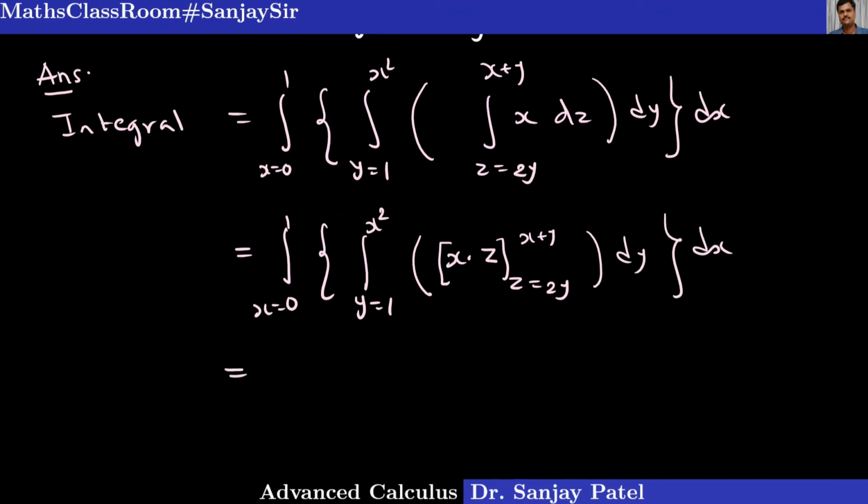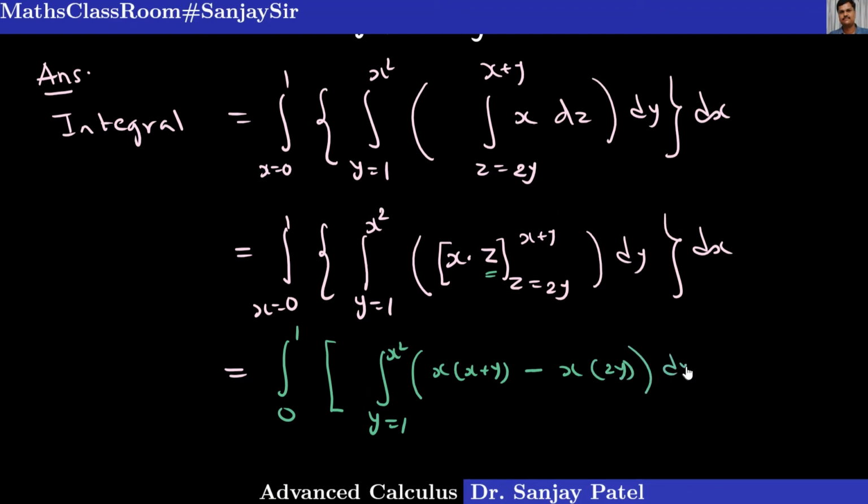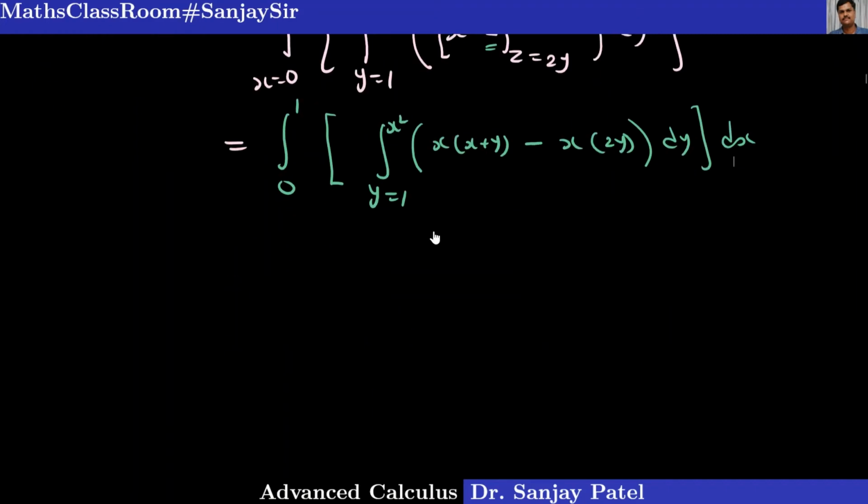So this is equal to integral 0 to 1, then integral y is equal to 1 to x square. Now these are the limits of z, remember. So wherever z appears in this integral, we have to substitute the value of the upper limit and lower limit. The upper limit is x plus y. So what I will be doing here is x into x plus y, just putting in place of z, because these are the values of z, minus x, and put z is equal to 2 into y, so 2y, and then dy into dx. Simplify this and then integrate with respect to y.